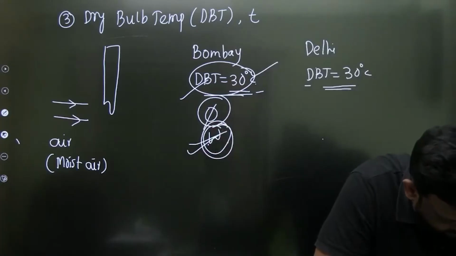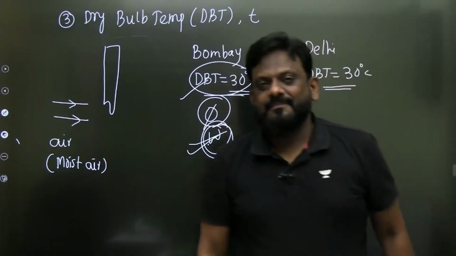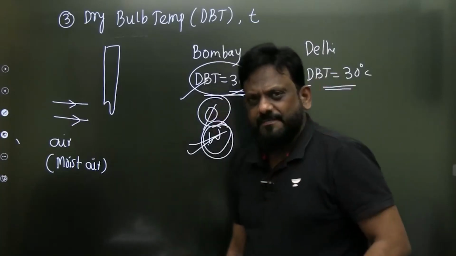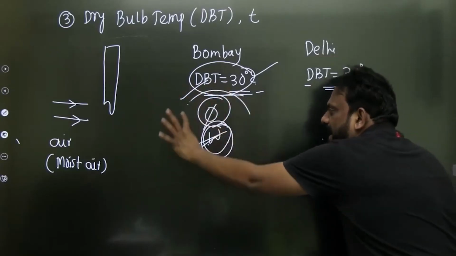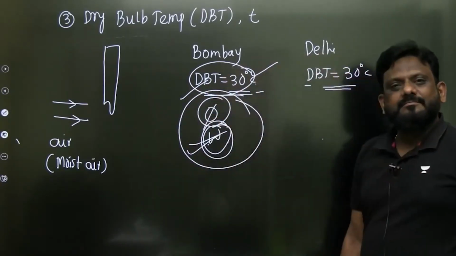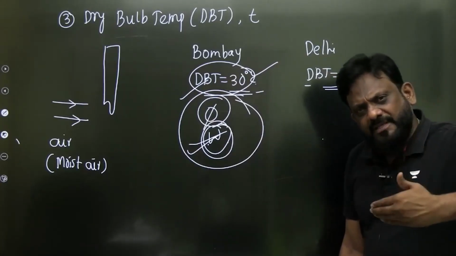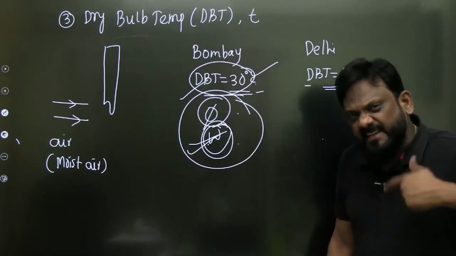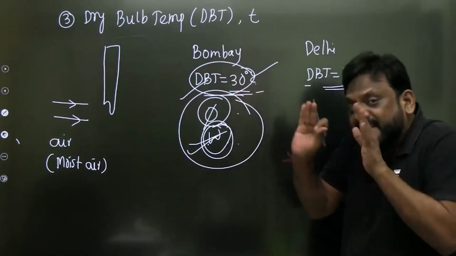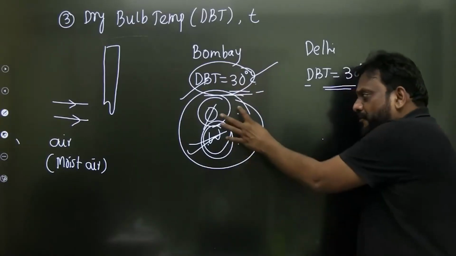Now I'll tell you, my dear students, it is difficult to measure the relative humidity and omega. Is it easy to measure dry bulb temperature? Yes, it is easy to measure dry bulb temperature, but it is difficult to measure phi and omega.